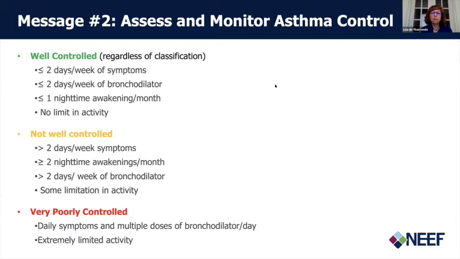There are various tools that you can use. You can see well-controlled versus not well-controlled and very poorly controlled, those kids who have almost daily symptoms, multiple doses of their rescue inhaler multiple times a day with extremely limited activity. So you want to look at comorbid conditions, as well as how they are using their medications. But we use a tool that is validated called the asthma control test.